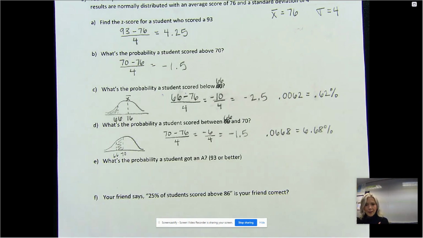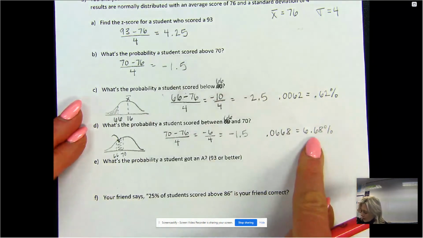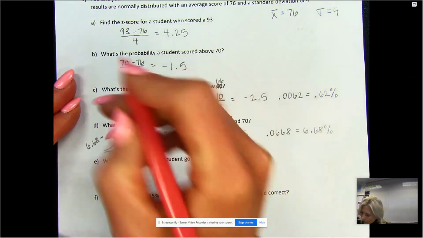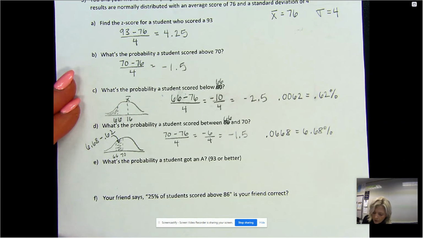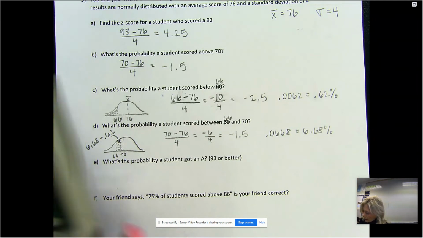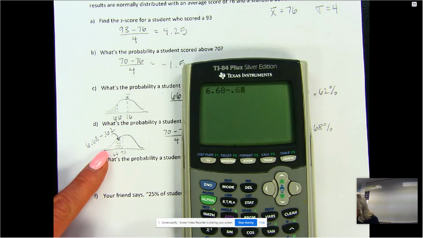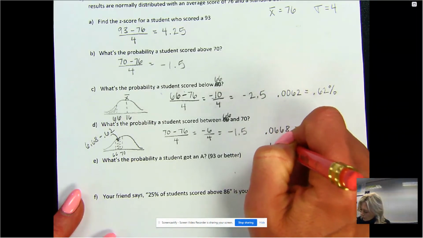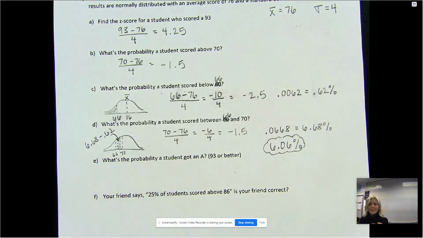So then in between there, to find that shaded area, this part right here, we're going to take this 6.68, subtract the 0.62, and I am just going to use my calculator to make sure I don't make a mistake again. I get kind of flustered when there's typos and then I start making all sorts of mistakes. 6.68 minus 0.62 is 6.06. So 6.06% is between 66 and 70.